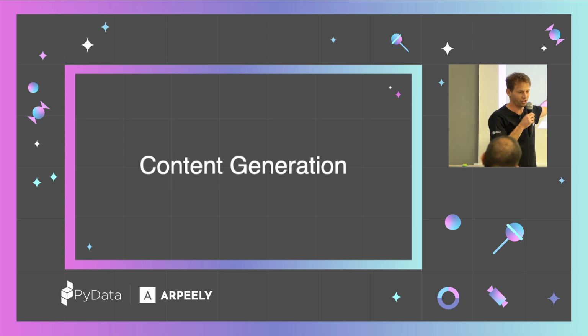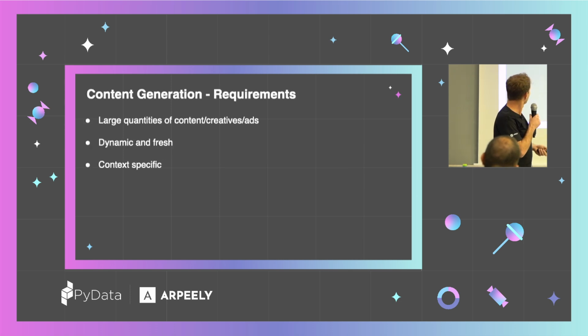The first step, content generation. I need large quantities because I have different advertisers. I need it to be dynamic and fresh, constantly renewing because people get bored online. People have the attention span of goldfish. And it has to be context specific, right? If it's a soccer site or a news site, I'll be showing different content because the audience is different. I'm assuming they're older, younger, more focused, less focused, whatever.